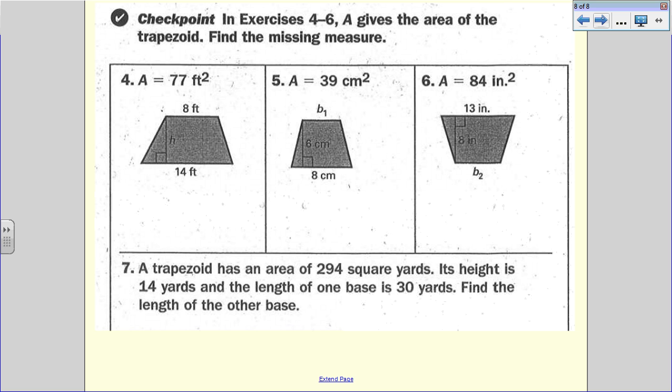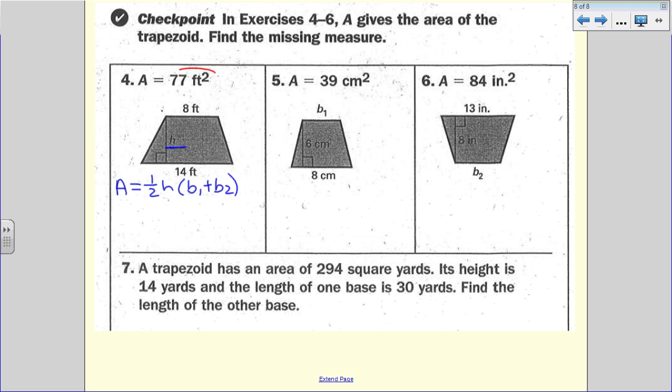So we've got a checkpoint here. Let's take a look. We'll do one together, then I'll leave you guys on your own. We have to find the height. Actually, I might do 2 of them with you. So let's take a look at what it looks like to find the height. I'm still taking my formula: area equals 1/2 times the height times base 1 plus base 2. And I'm going to plug in what I know.